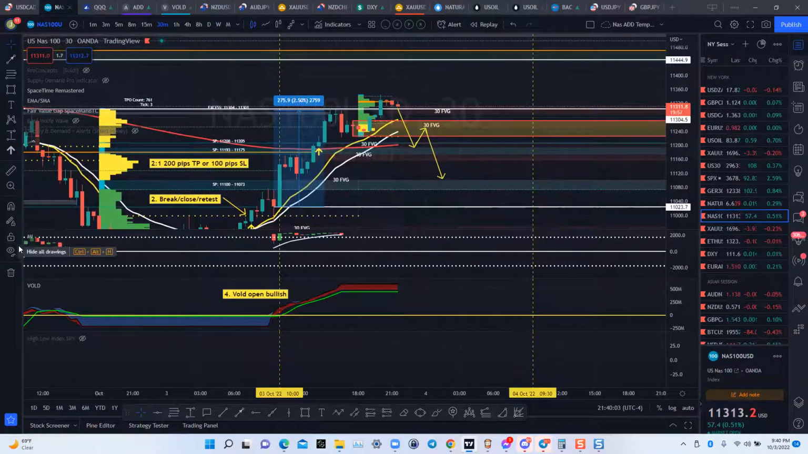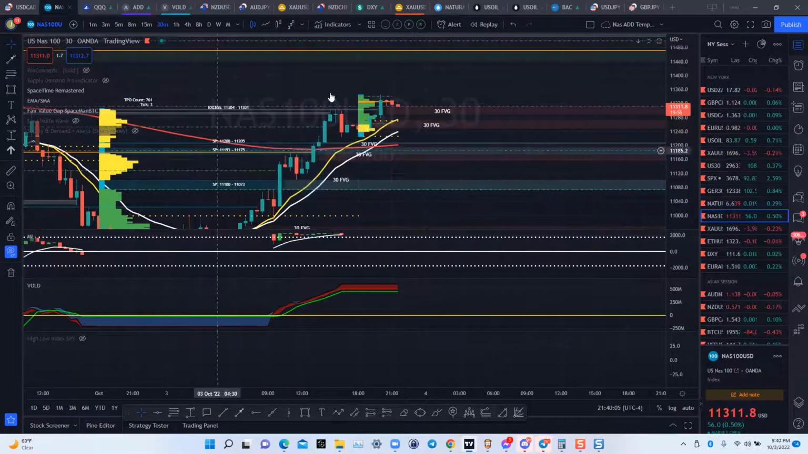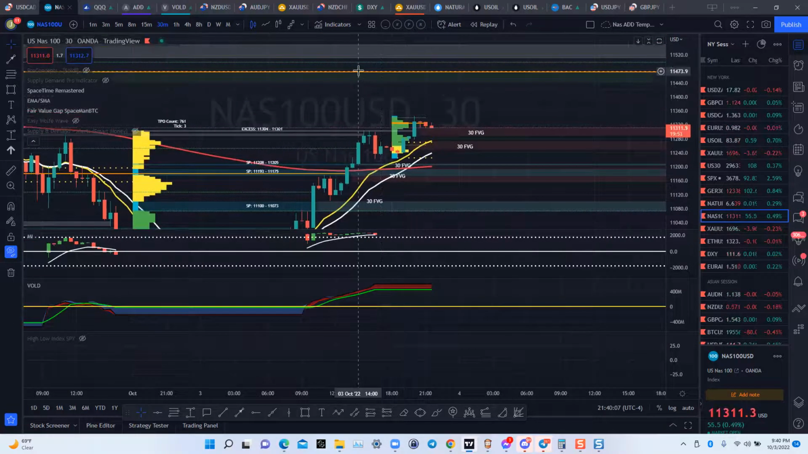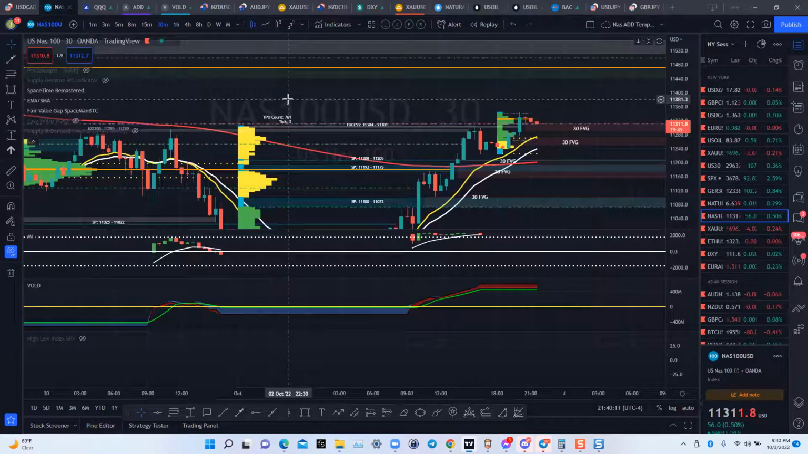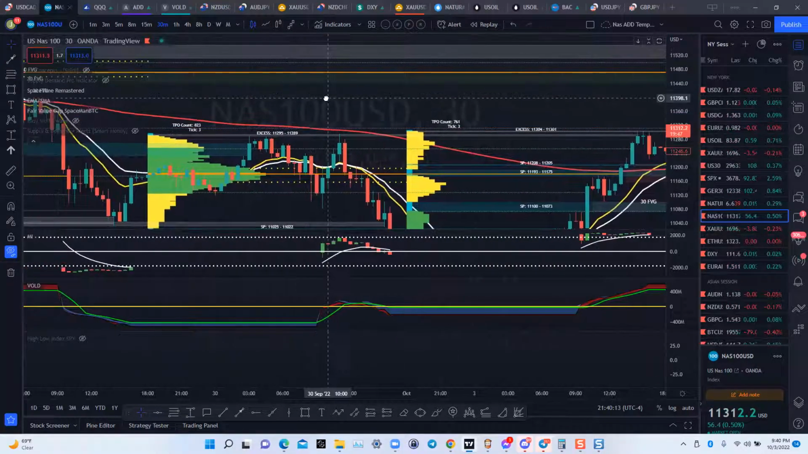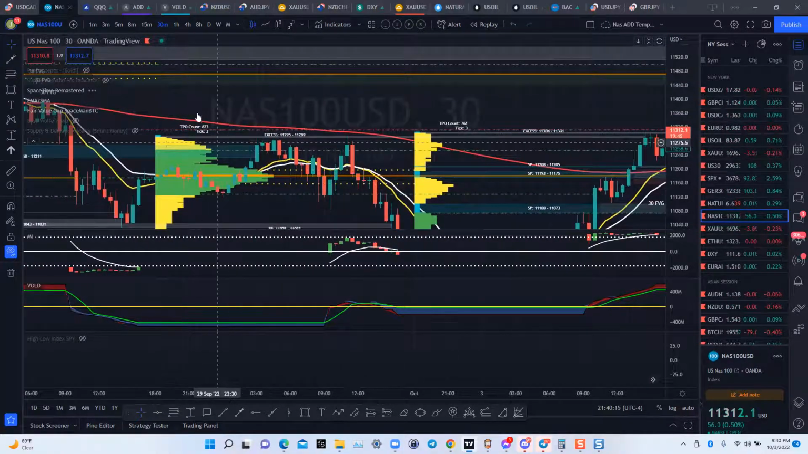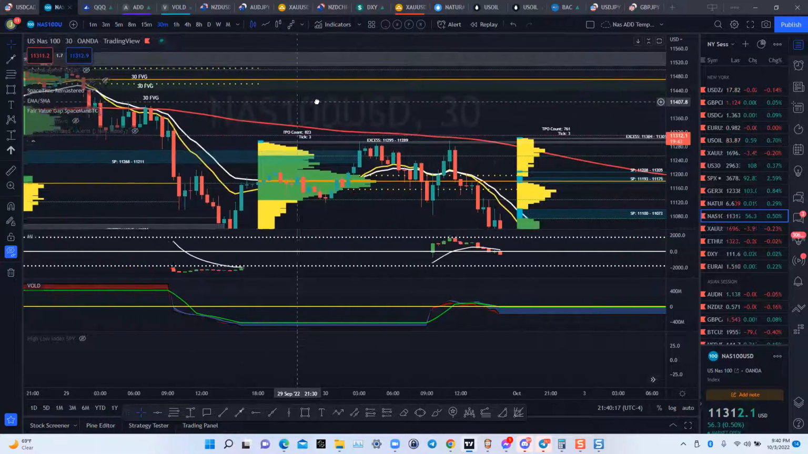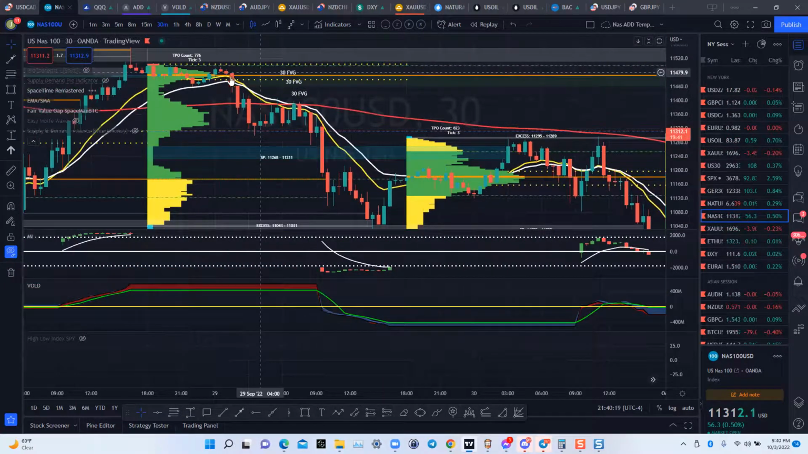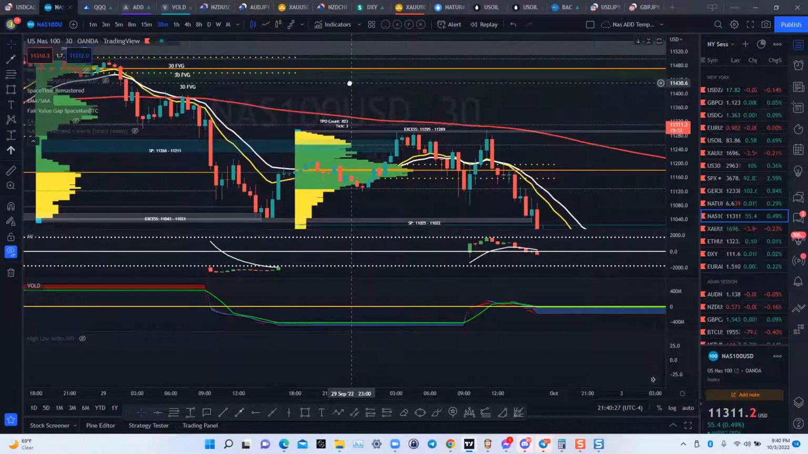If I come over here and hide this, well, this is a POC up here, point of control, that has not been tested yet. You see, price hasn't been up here yet. When you get what they call a naked point of control that hasn't been touched, it started right here on September 28th, you can see where it started and went all the way out. That means price has not been up there.